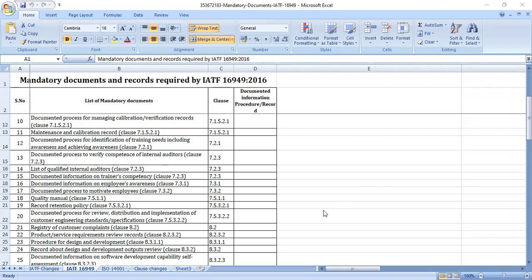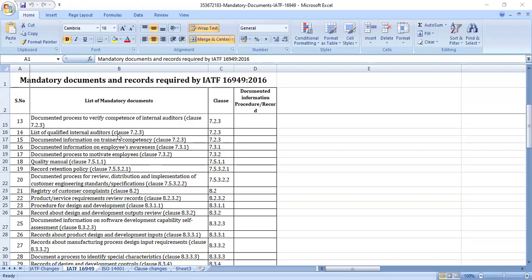13, documented process to verify competence of internal auditors, clause 7.2.3. 14, list of qualified internal auditors, clause 7.2.3. 15, documented information on trainer's competency, clause 7.2.3. 16, documented information on employees awareness, clause 7.3.1. 17, documented process to motivate employees, clause 7.3.2.